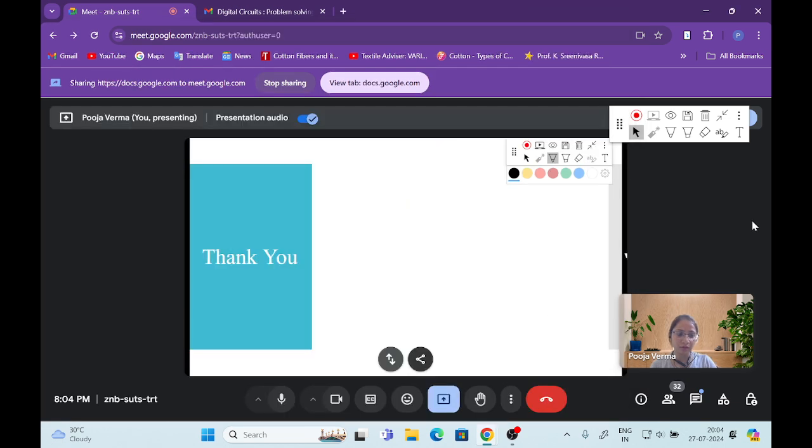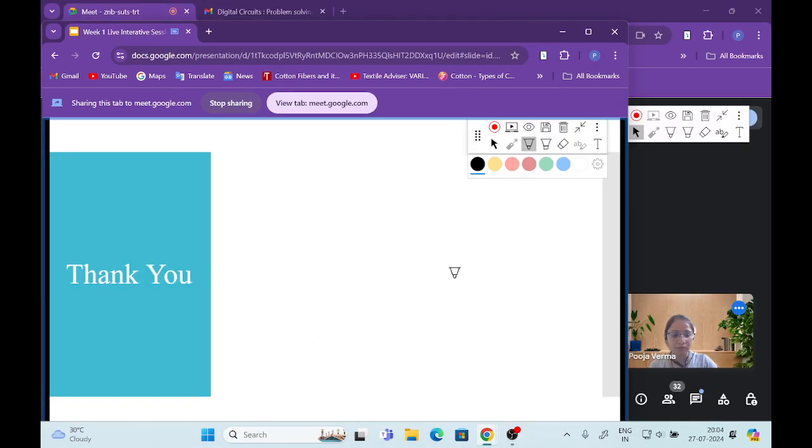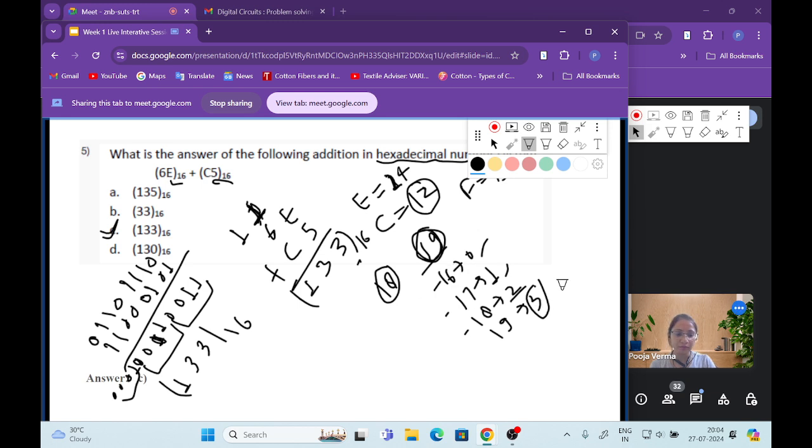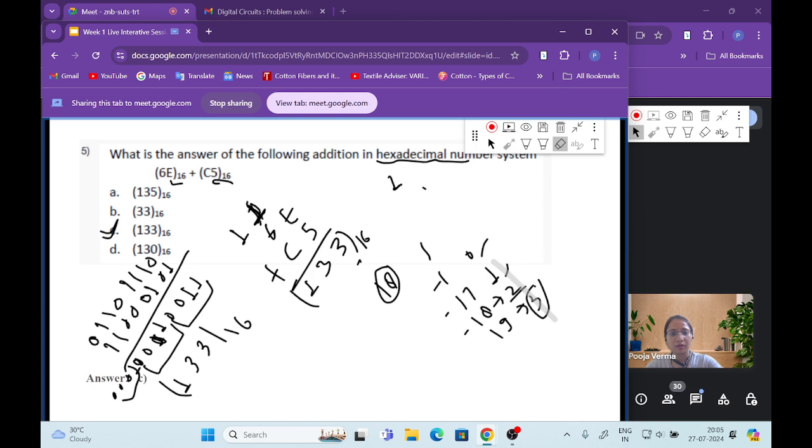Ma'am, can you just jump to question number 5? Yes, okay. Ma'am, can you explain this from the beginning, if it's possible? Yeah, sure. The binary part is clear, that's simple, but the hexadecimal part. Yes, ma'am, the hex part. Okay.